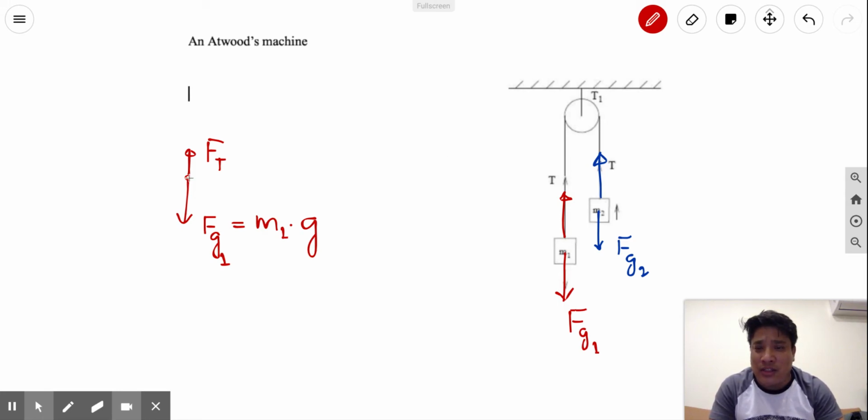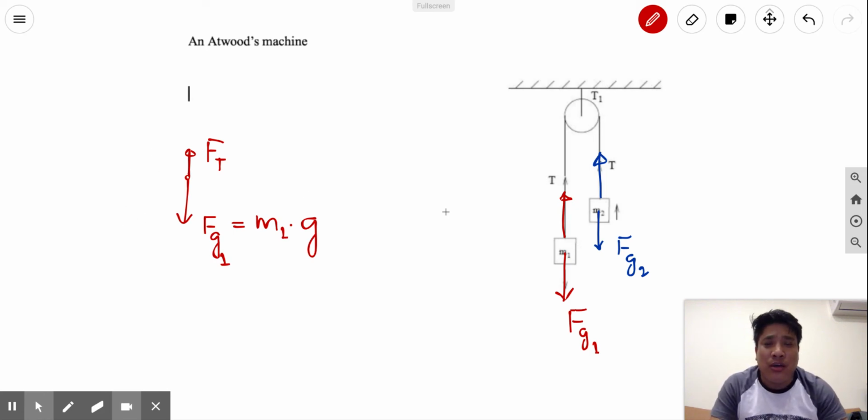In the examples you have seen before, the mass was hung and wasn't moving, which is why the tension force was equal to the force of gravity. In this case, m1 is moving downward. That means the force of gravity must be more than the tension force. As a result, the net force is acting downward.